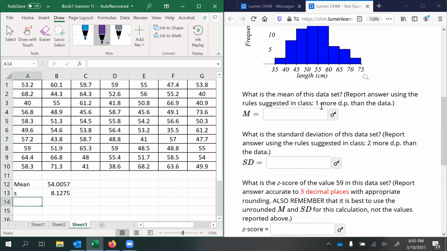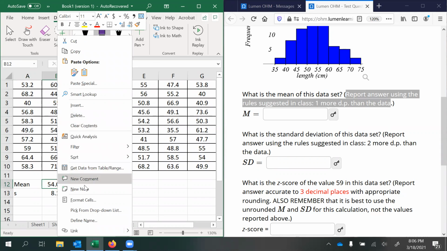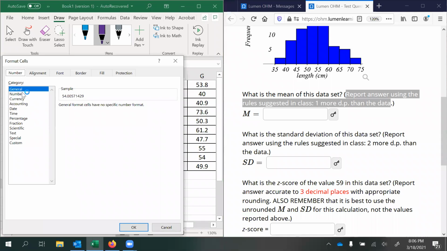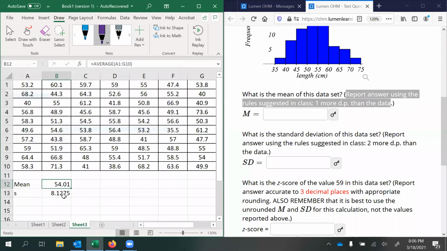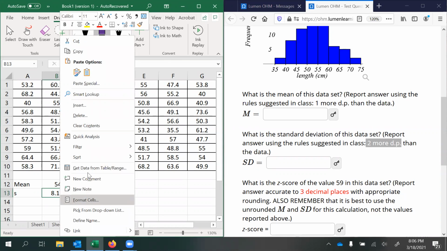Now it says to report the answer using the rule suggested in class or in the book, one more decimal place than the data. So the data has one place after the decimal. So we're going to round our answers. For the mean, we're going to round it to one place more, so that would be 2 decimal places. And for the standard deviation, we want to go 2 decimal places more than in the data, so we want to go to 3 decimal places.